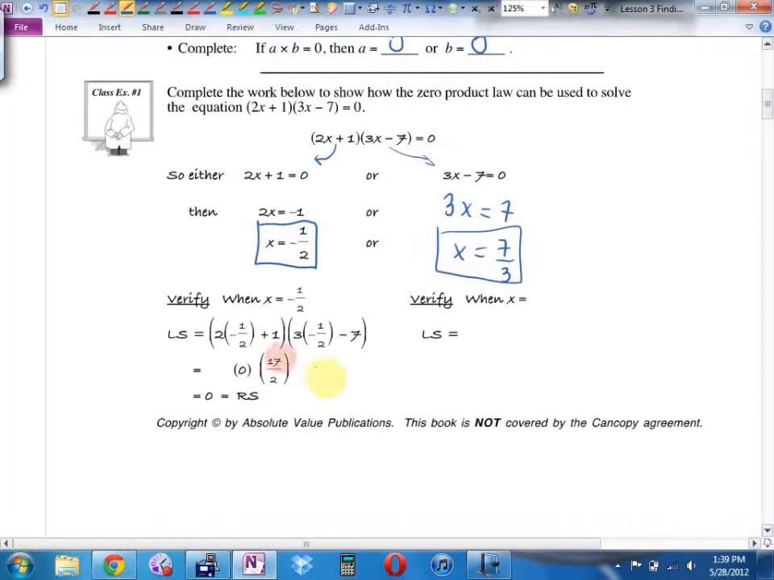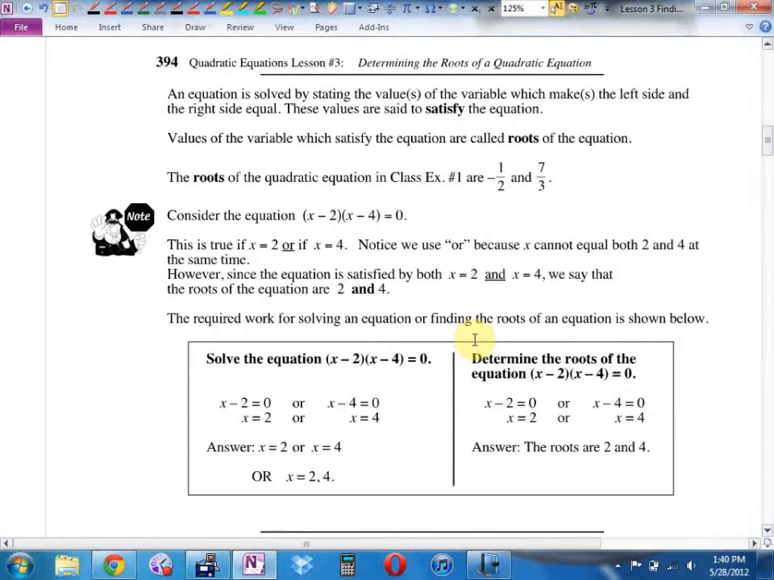So it says verify. I'm not going to bother verifying. I'm just going to be careful on my way. Next page. Okay.